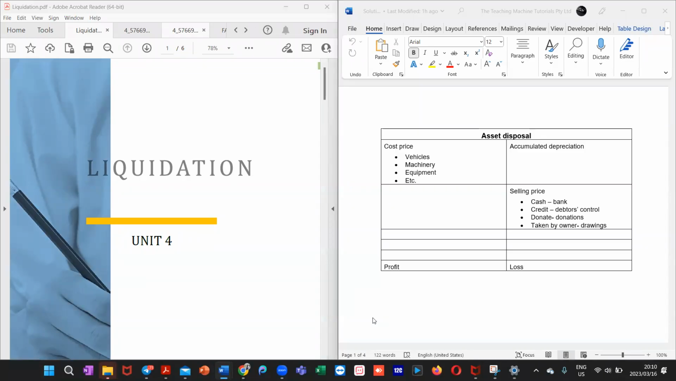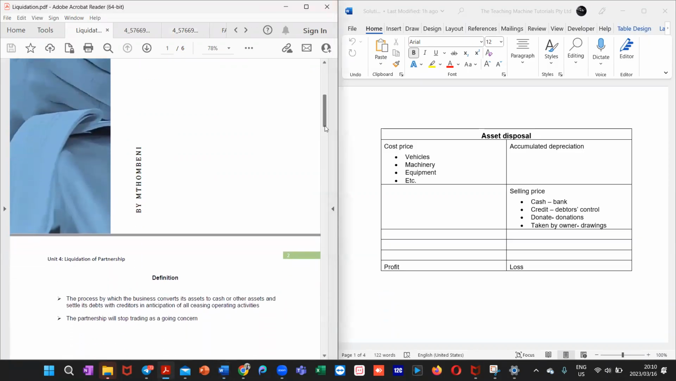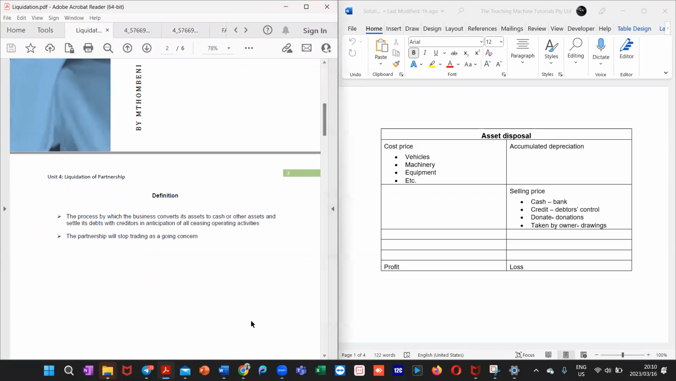We're going to look into Unit 4 of liquidation. What is liquidation? This is a process whereby the business converts its assets to cash or other assets in order to settle its debts. So the business will not continue as a going concern.